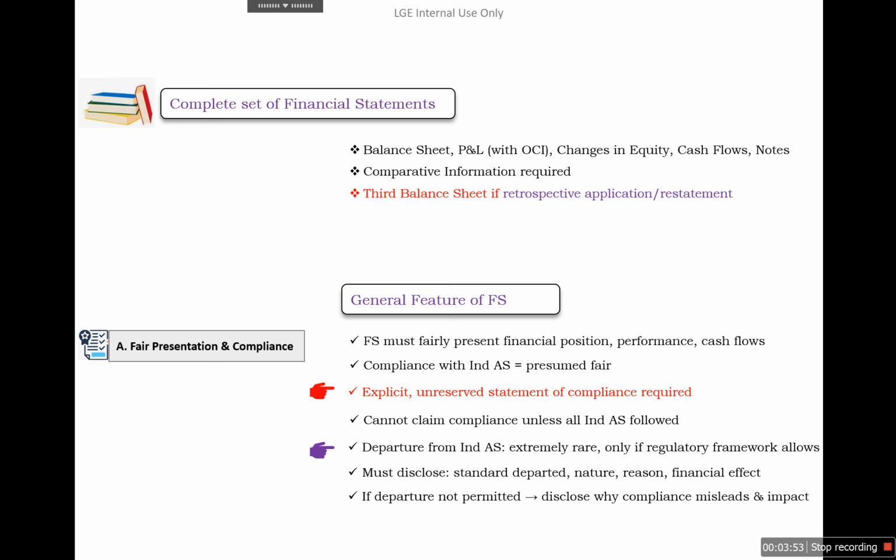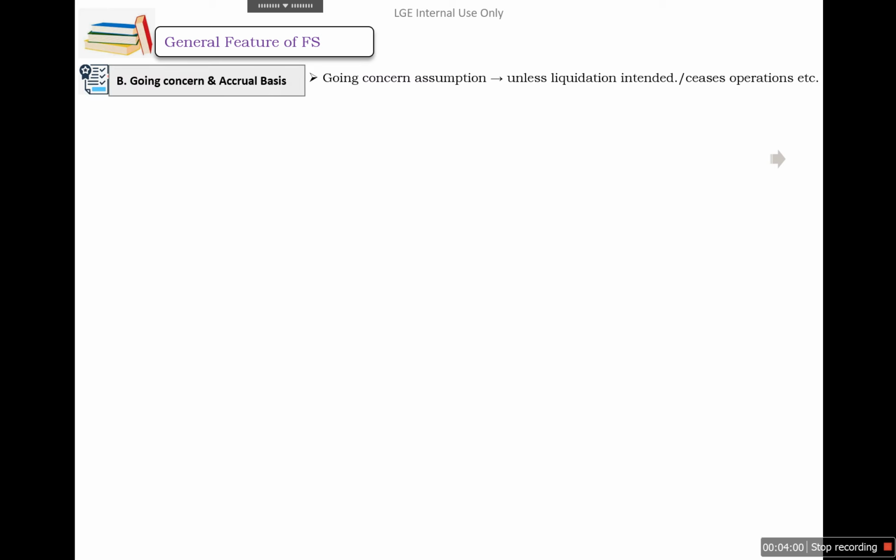Next, the general feature is about going concern and accrual basis. When we are making the financial statements, they are prepared on the going concern assumption. We are not supposed to follow the going concern assumption only in cases where liquidation is intended and the enterprise is going to cease operations. In these conditions, we are not supposed to follow the going concern assumption. Otherwise, management will follow the going concern assumption when preparing the financial statements of the enterprise.